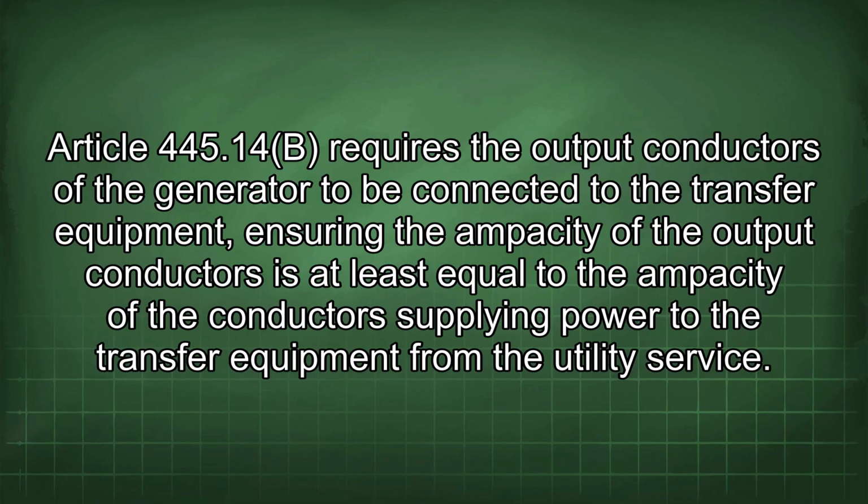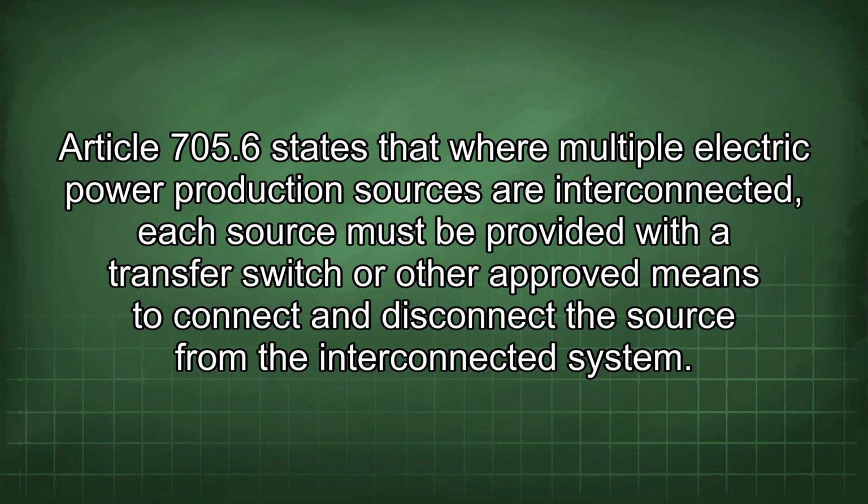output conductors is at least equal to the ampacity of the conductors supplying power to the transfer equipment from the utility service. Article 705.6 states that where multiple electric power production sources are interconnected, each source must be provided with a transfer switch or other approved means to connect and disconnect the source from the interconnected system.